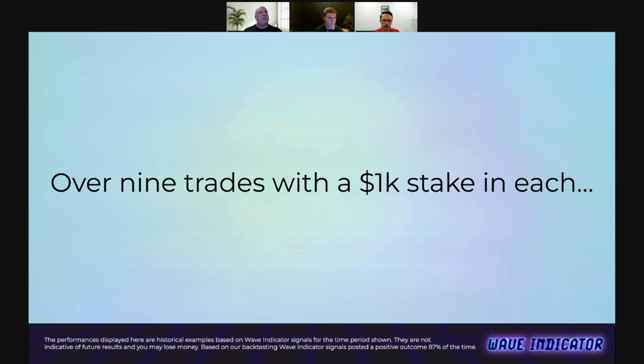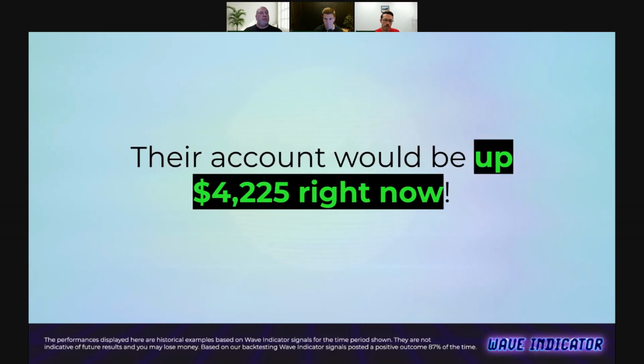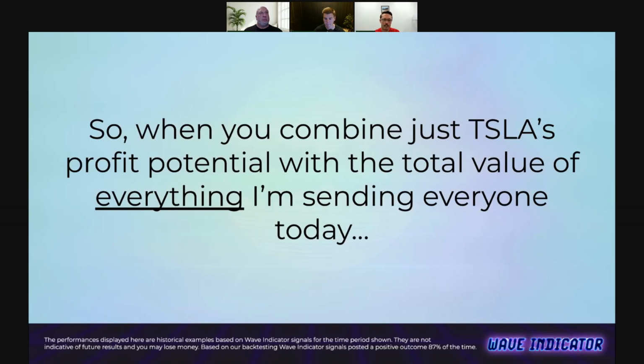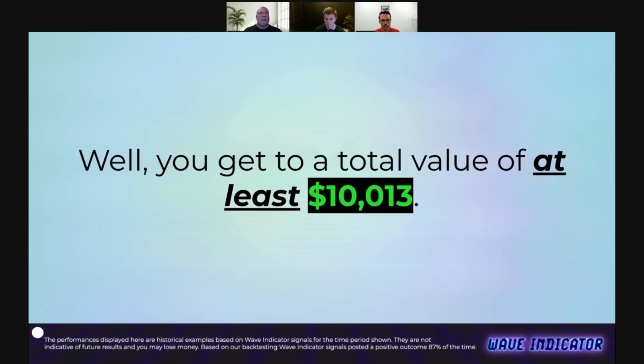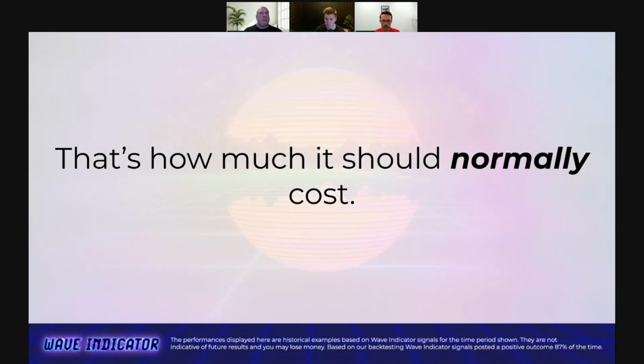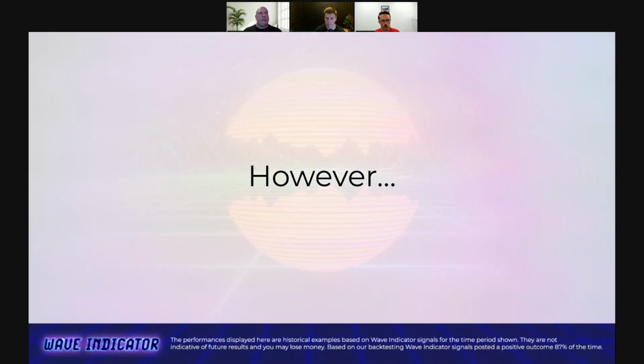Not only that, though, but if someone had used the indicator over the past 6 months and only traded one of the tickers, Tesla, over 9 trades with a 1K stake in each, their account would be up $4,225 right now. So when you combine just Tesla's profit potential with the total value of everything I'm sending everyone today, the fact that anyone could have captured very similar gains on 27 other tickers over the same period, you get to a total value of at least $10,000, which may be how much it should normally cost.